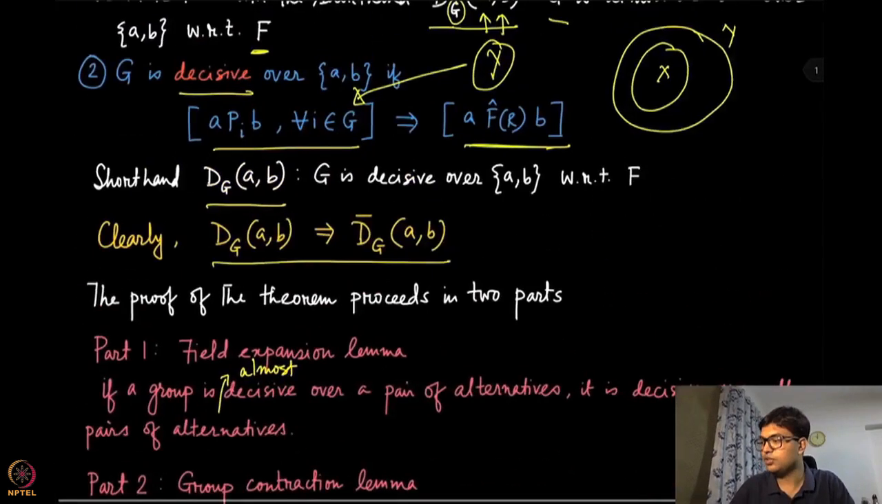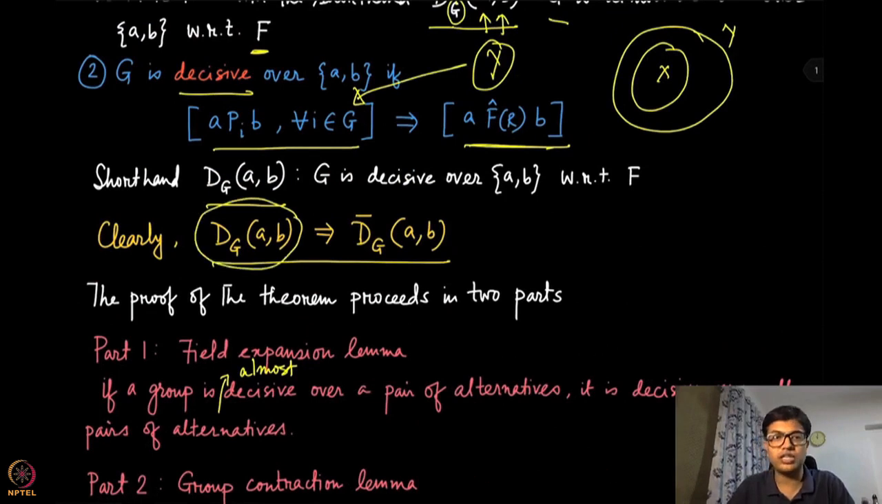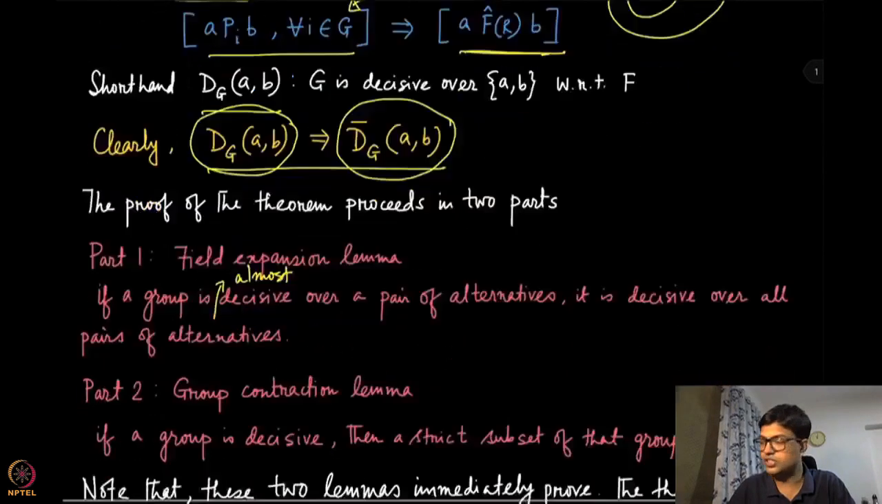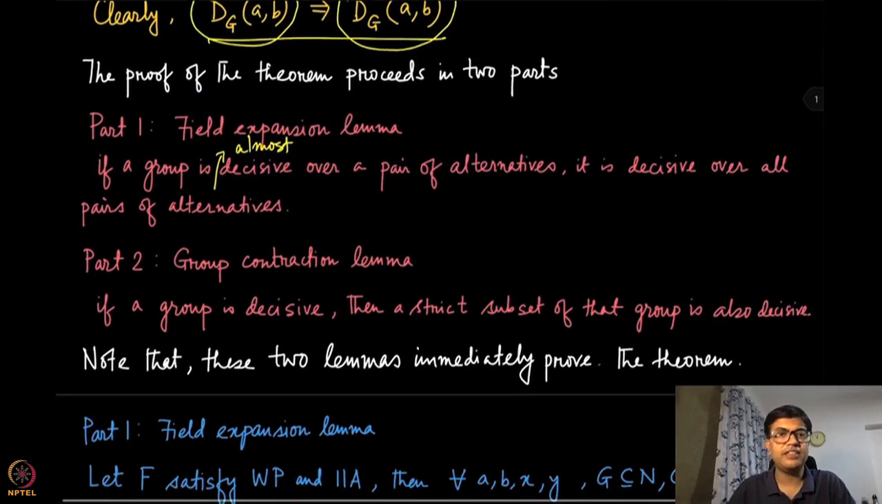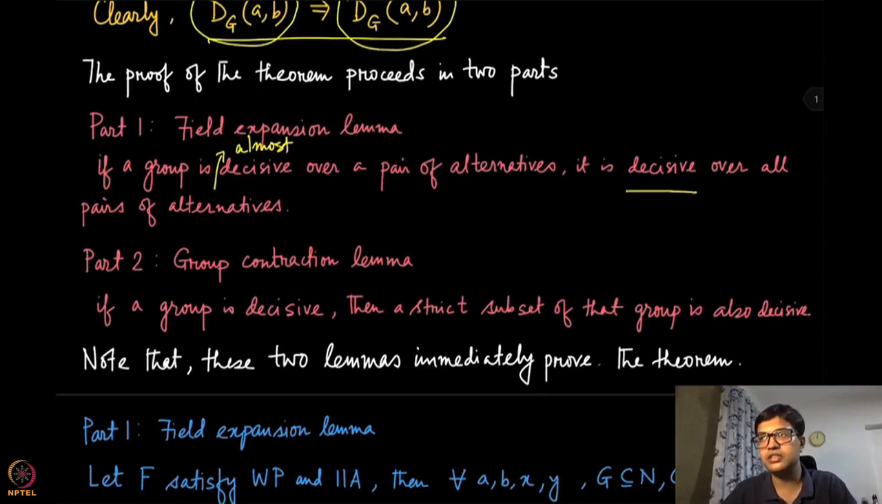Almost decisive. So remember that if it is decisive, that's a stronger condition. We are going to assume a little weaker condition. We are going to assume that this is almost decisive over a pair of alternatives. Then the field expansion lemma says that it is going to be decisive. Now look at this. We are concluding a much stronger result, that it is decisive over all pairs of alternatives, not only between those two things. So that is why it is called the field expansion, as if you are expanding the idea of decisiveness over all possible alternatives.